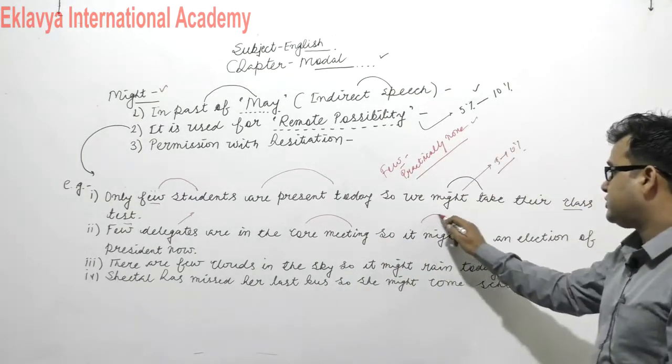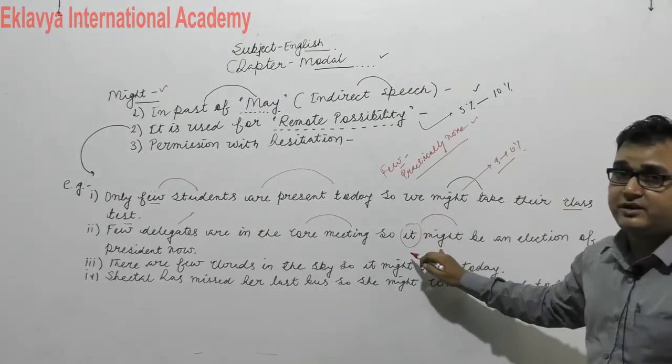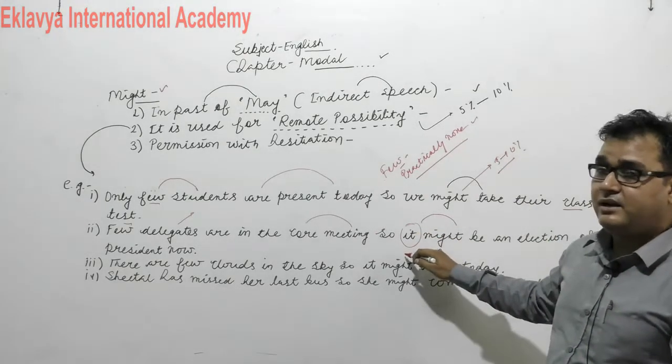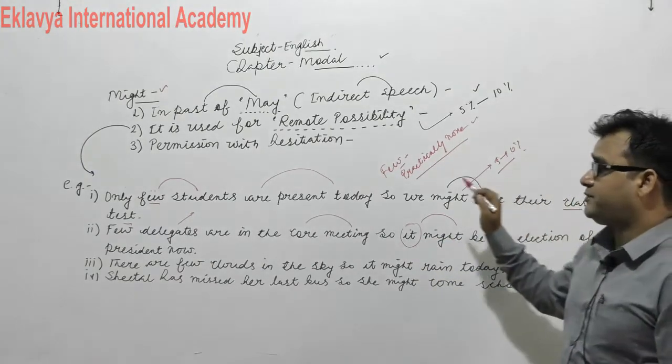So it might be an election. For the election, the pronoun should be used it, okay? Just like for the rain we use it, okay? It may rain today, it may election like that, okay? It might be an election of president now.